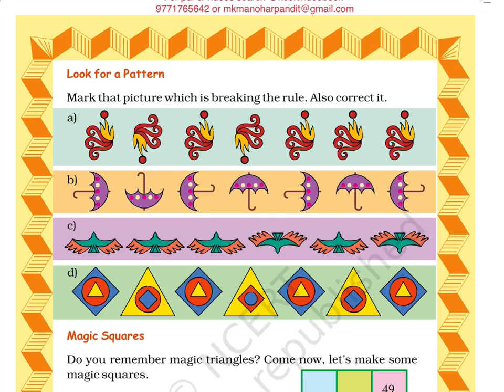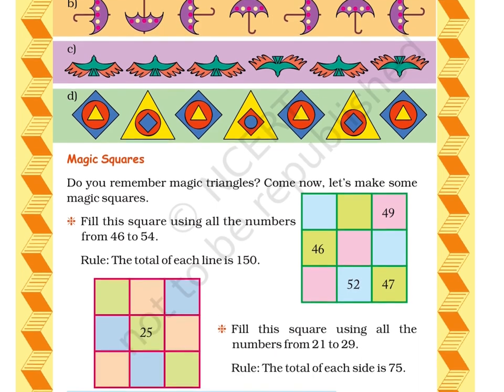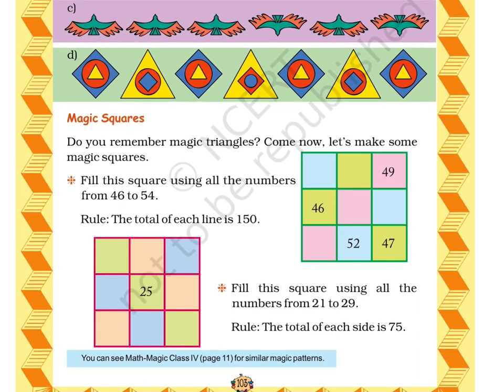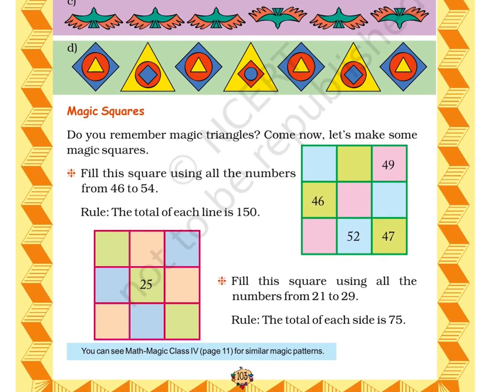Magic squares. Do you remember magic triangles? Come now, let's make some magic squares. Fill this square using all the numbers from 46 to 54. Rule: the total of each line is 150.